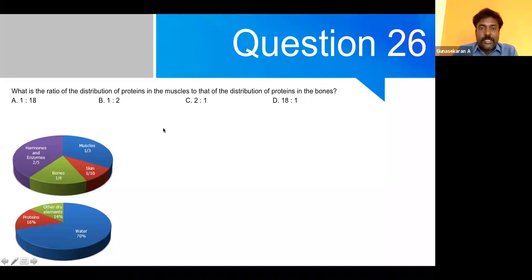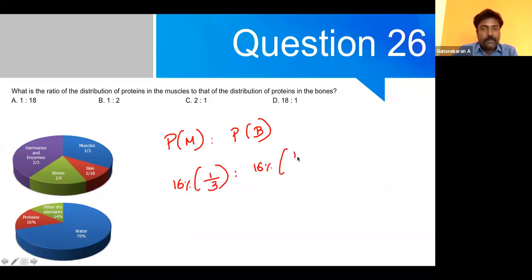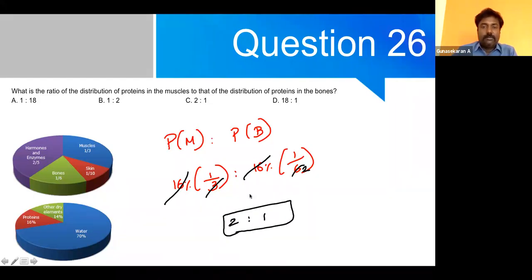Ratio of distribution of proteins in muscles to proteins in bones. Proteins is 16%. 16% of muscles is 1 by 3, 16% of bones is 1 by 6. 16%, 16%, so 2 is to 1. Proteins in muscles to that of proteins in bones, 2 is to 1.